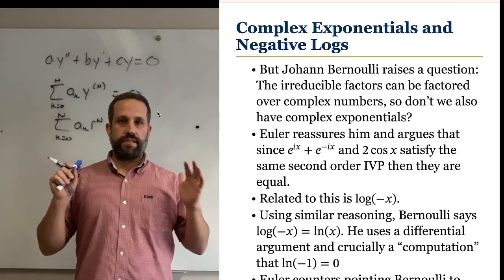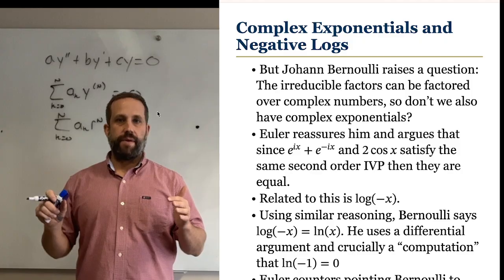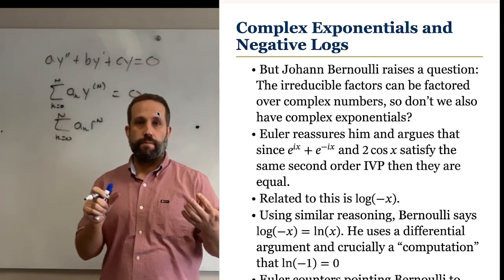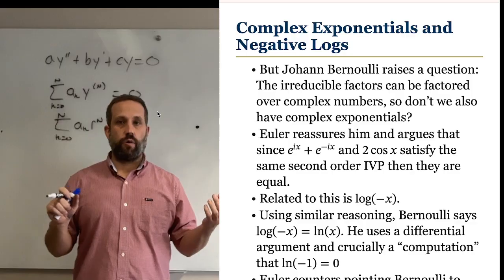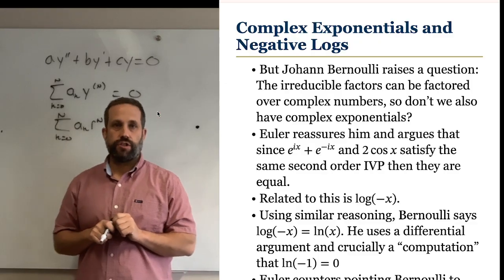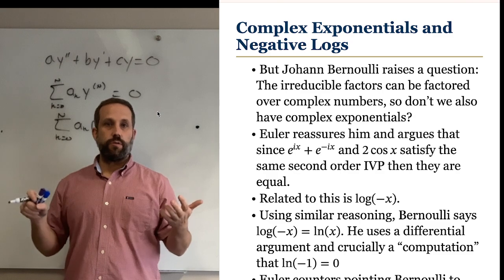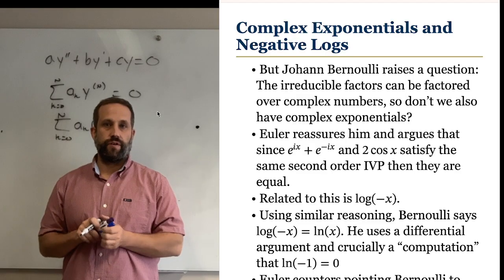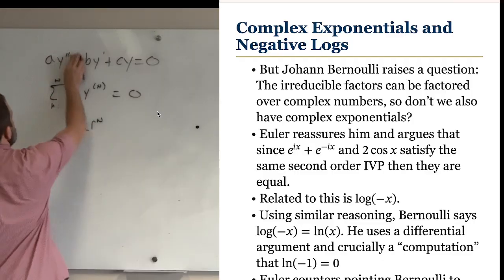And Euler says it's not actually a big deal at all, because e to the ix plus e to the minus ix, for example, and 2 cosine x satisfy the same second order initial value problem, and therefore they're equal to each other. So it's like, calm down a little bit. It's a little strange, but they're just equal to each other. Why are they equal? Well, they both satisfy the same second order differential equation. And apparently this satisfies Bernoulli.